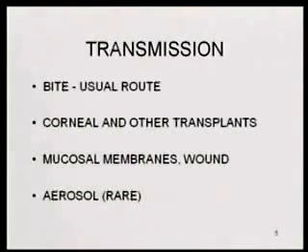Transmission is usually by a bite from a rabid animal, and that can be any of the numerous species of animals that can carry rabies. But there have been other routes of transmission which you need to be aware of. One is via corneal and other kinds of transplants, and we still get cases. There was a sad case a few years ago, which I think I have included a slide on after the end of the lecture. So if you want to go over a case history, there's an abbreviated one there.